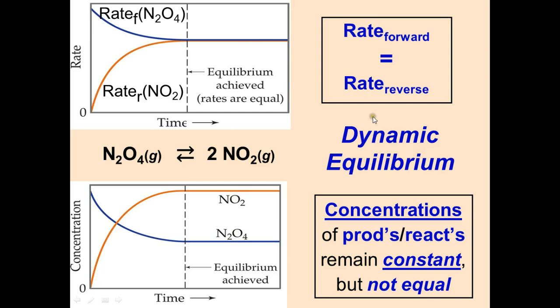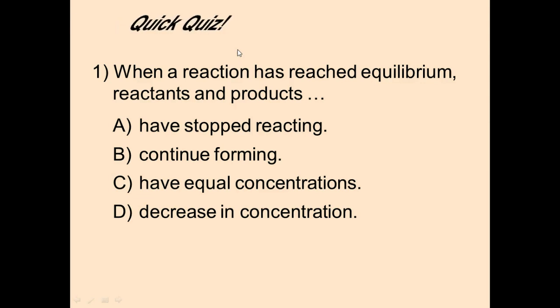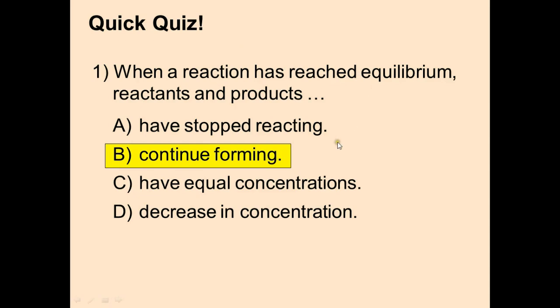Dynamic just means that something's happening, and equilibrium means that they're constant, and the rates are equal. Here's a quick quiz to see what you learned. When reactions have reached equilibrium, reactants and products: A, have stopped reacting; B, continue forming; C, have equal concentrations; or D, decrease in concentration. So once we reach equilibrium, we know reactants and products are still forming, and we know this because the rates just happen to be equal.